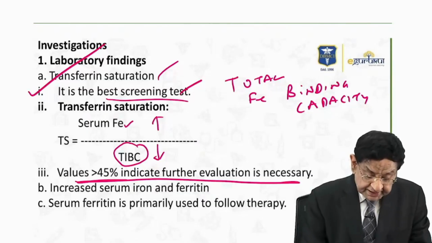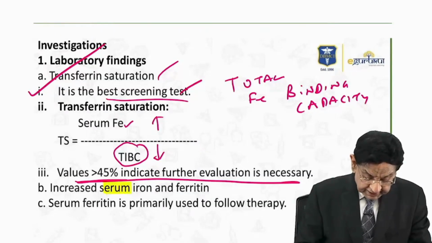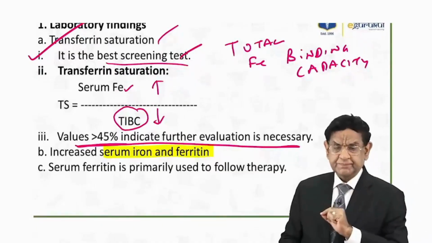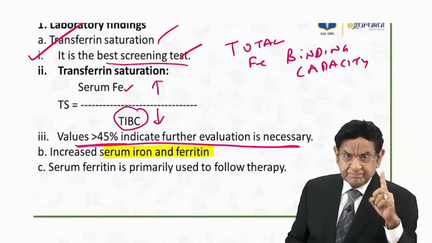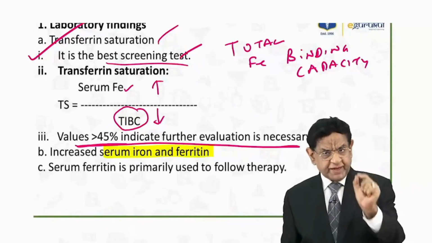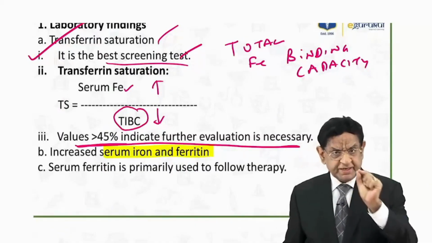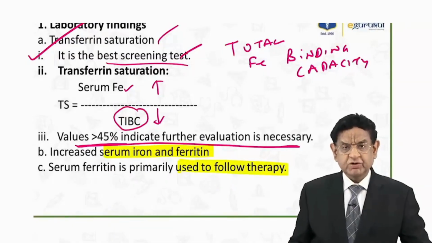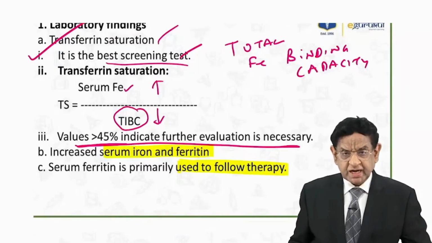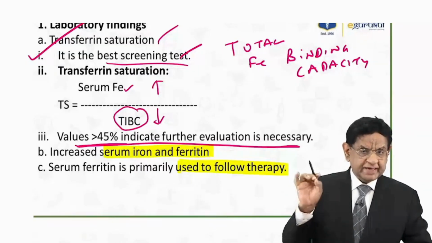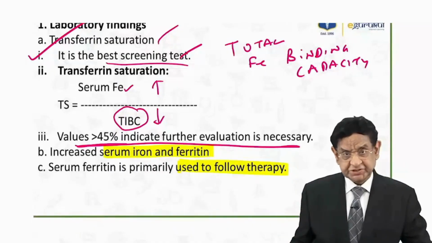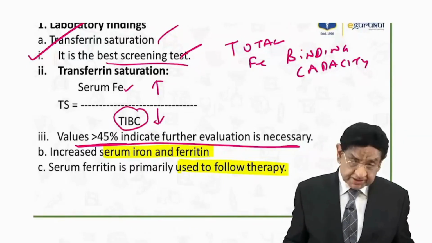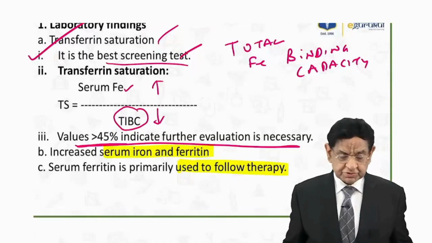In these cases, serum iron and ferritin levels are increased. Point to be noted, ferritin is not the best screening test, although ferritin level is increased. Ferritin we use for follow-up of therapy. We do the therapy and later on we want to see the outcome, and our aim is that the ferritin should be in the normal range. So the message I want to convey: initial screening is transferrin saturation, but for follow-up we use serum ferritin.